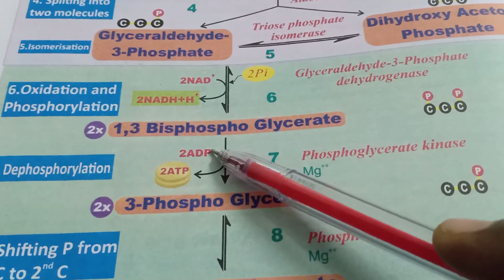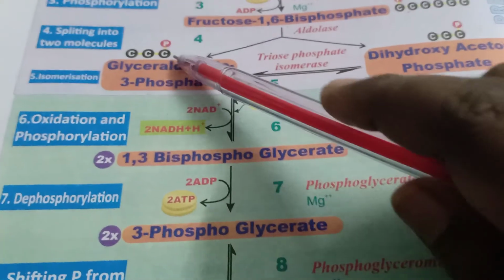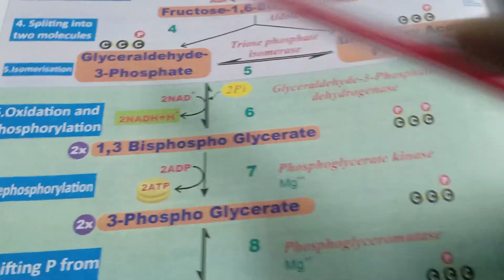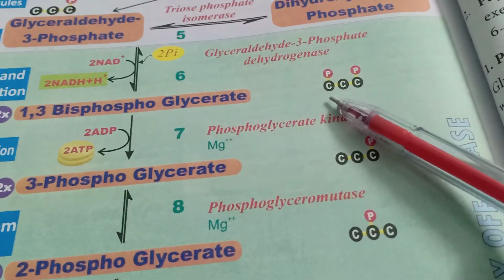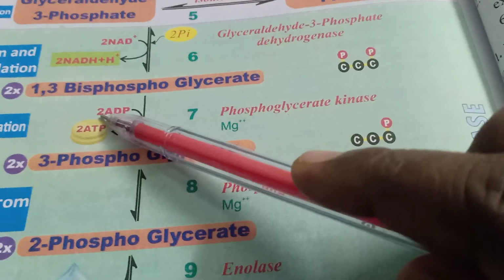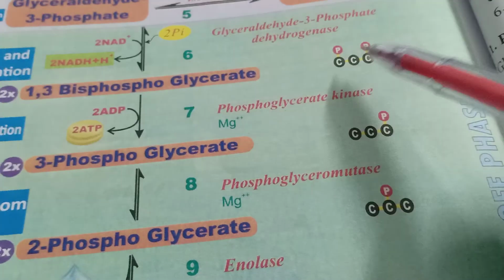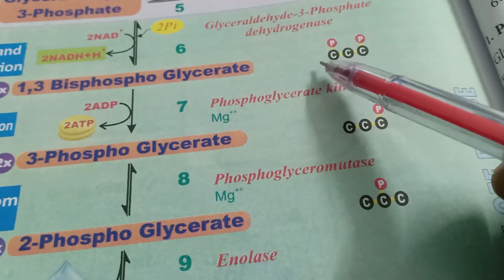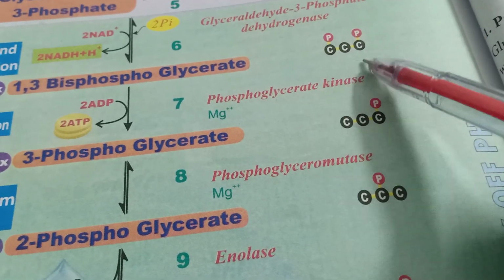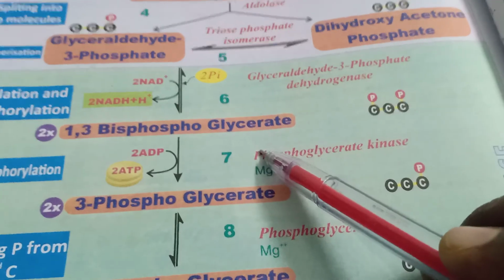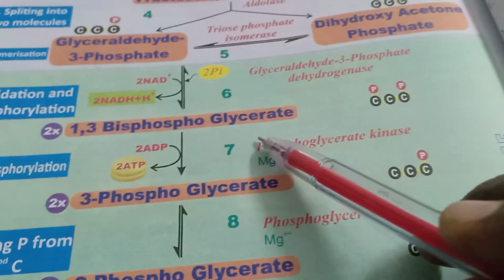So a second phosphate is added. Already one phosphate is here, and to this phosphate, another phosphate is added. So we call it bis. In which positions do we have the phosphates? The first place and the third place. You can see the first and the third, so 1,3 bisphosphoglycerate. Okay, glyceraldehyde is converted to glycerate.